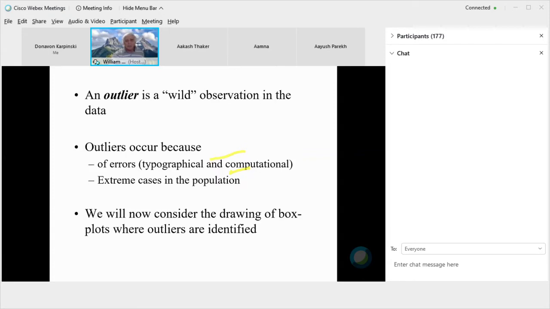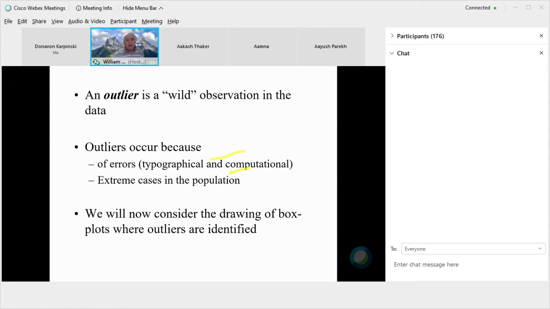Advanced box plots. These take into account extreme observations. The term outlier is an important term in statistics. It's an extreme observation. It could have occurred just because there was an error in writing down its value. In that case, it could be corrected once one checked it. It could occur because of extreme cases in the population.